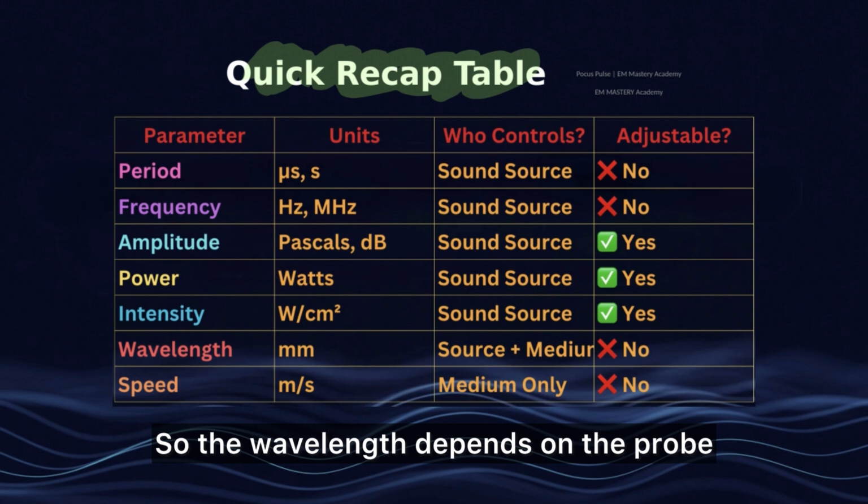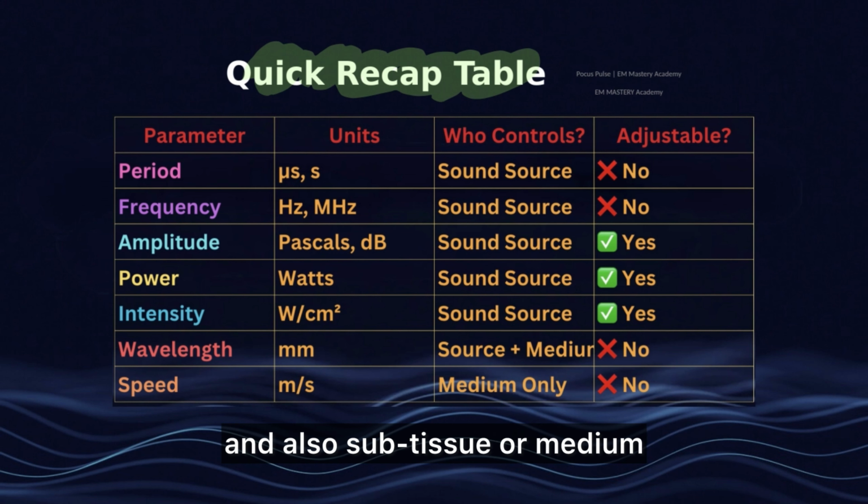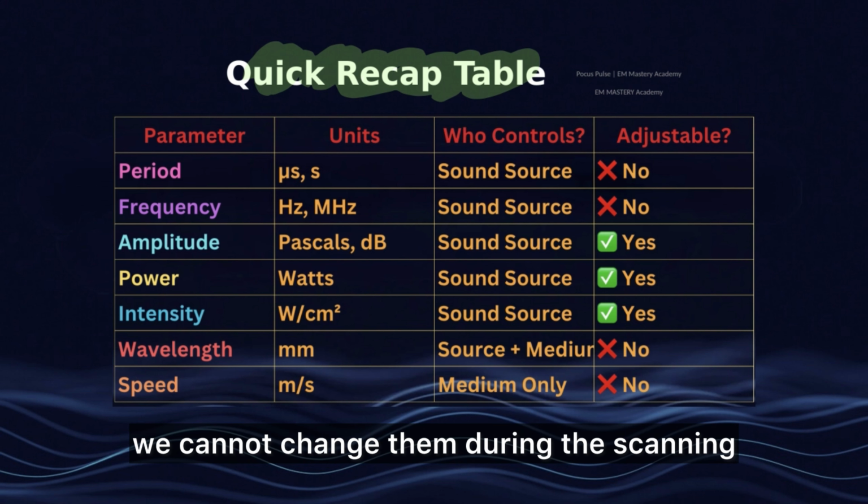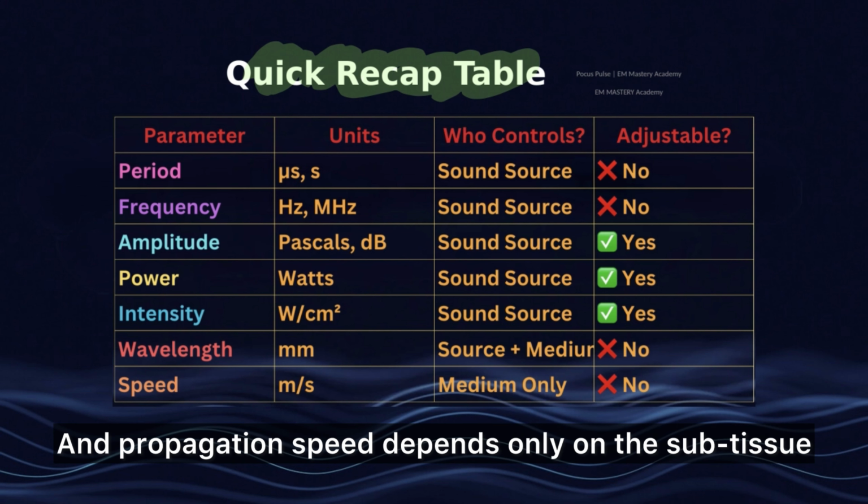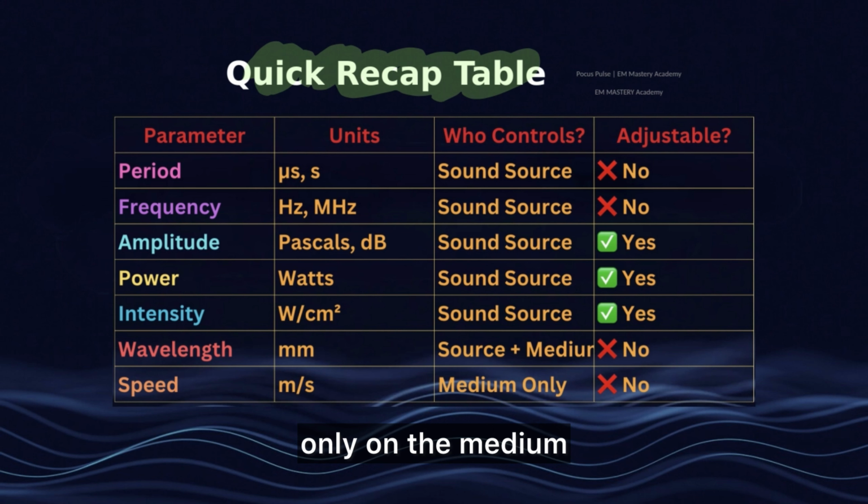Wavelength depends on both the frequency and the tissue. So the wavelength depends on the probe and also on the soft tissue or medium. But we cannot directly adjust it during the scanning. And propagation speed depends only on the soft tissue, only on the medium, and we cannot adjust or change it during the scanning.